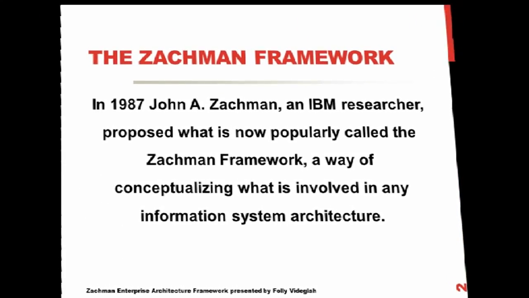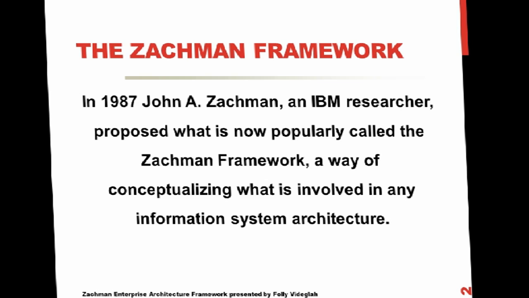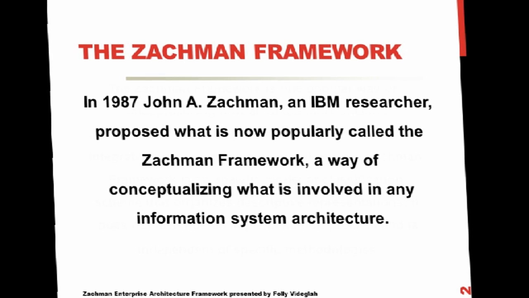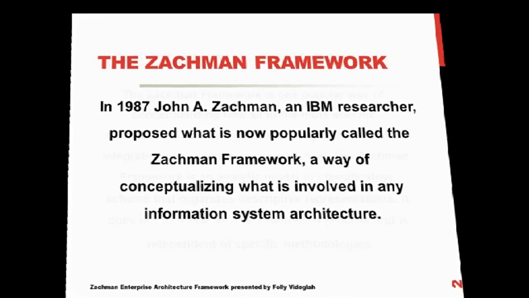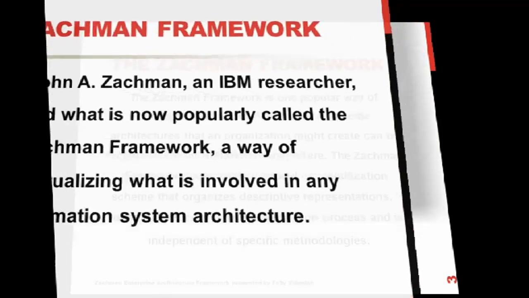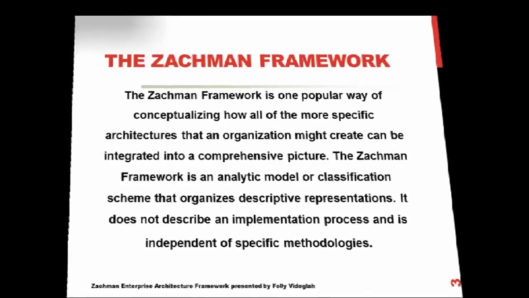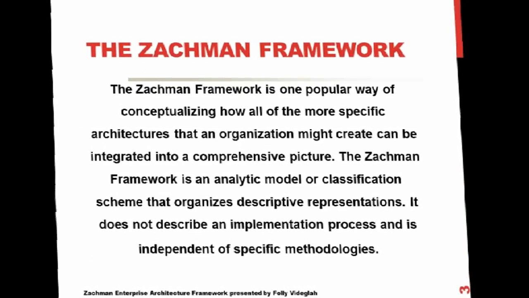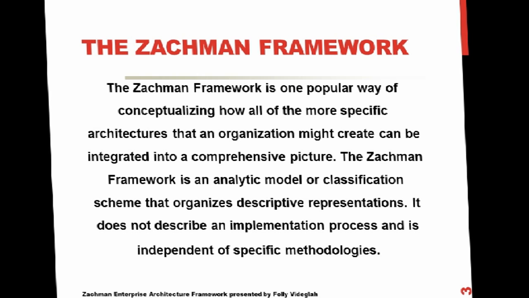The Zachman framework: in 1987, John Zachman, an IBM researcher, proposed what is now popularly called the Zachman framework, a way of conceptualizing what is involved in any information system architecture. It is one popular way of conceptualizing how all of the more specific architectures that an organization might create can be integrated in a comprehensive picture.